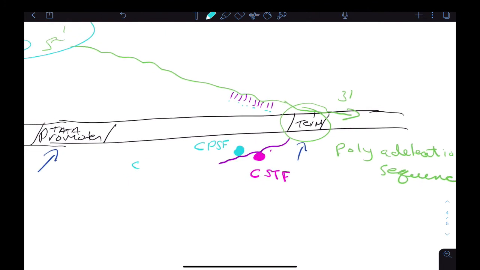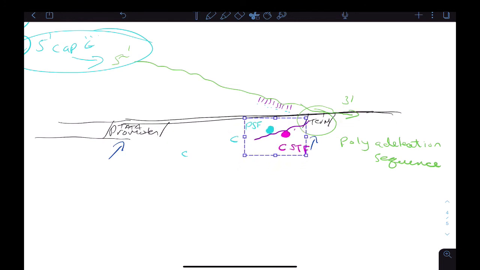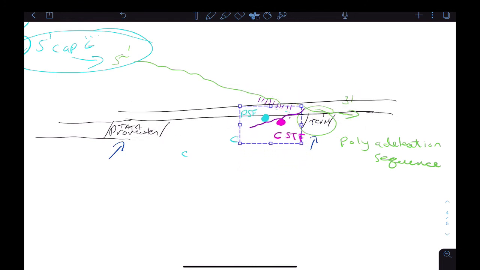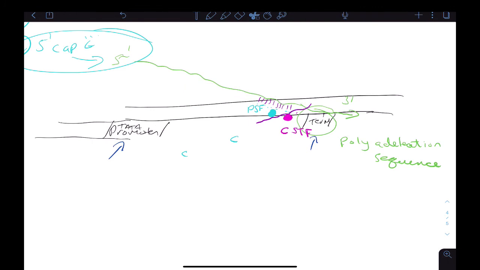Now what ends up happening is that CPSF and CSTF end up being attracted. Remember, they're in relatively close proximity, so I drew this down here. That's better. Now you can see that it is close to this site, close to the transcript. So these will get released from the C-terminal tail, and then they will bind to this specific sequence. So let's go ahead and do that. Erase that. Now guess what happens?